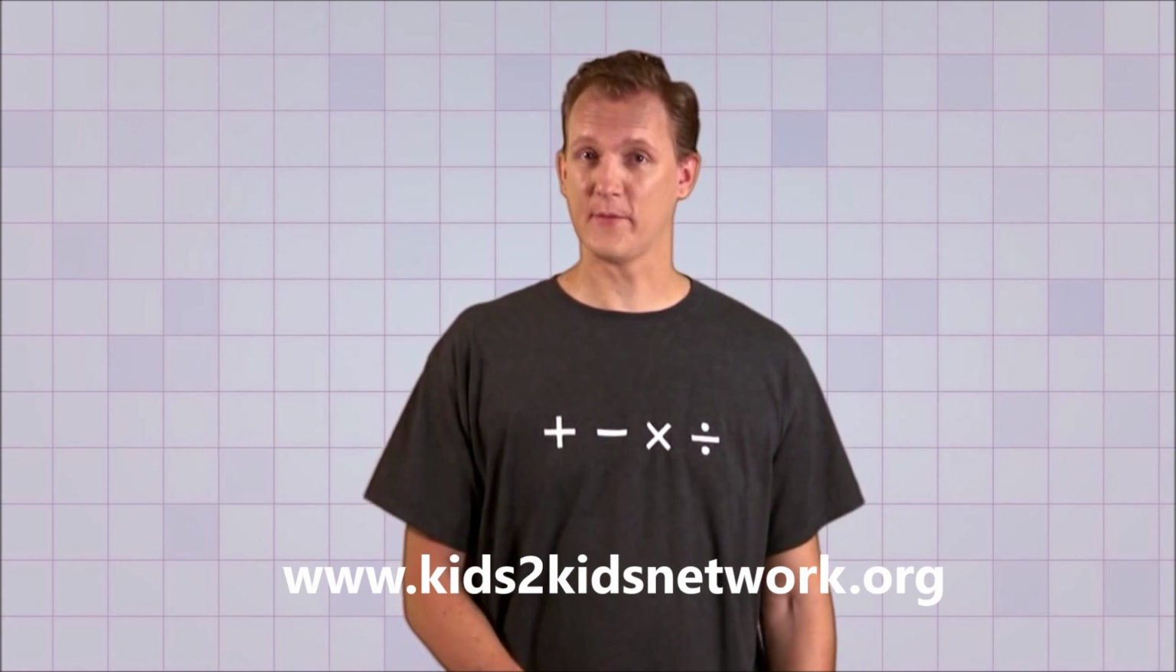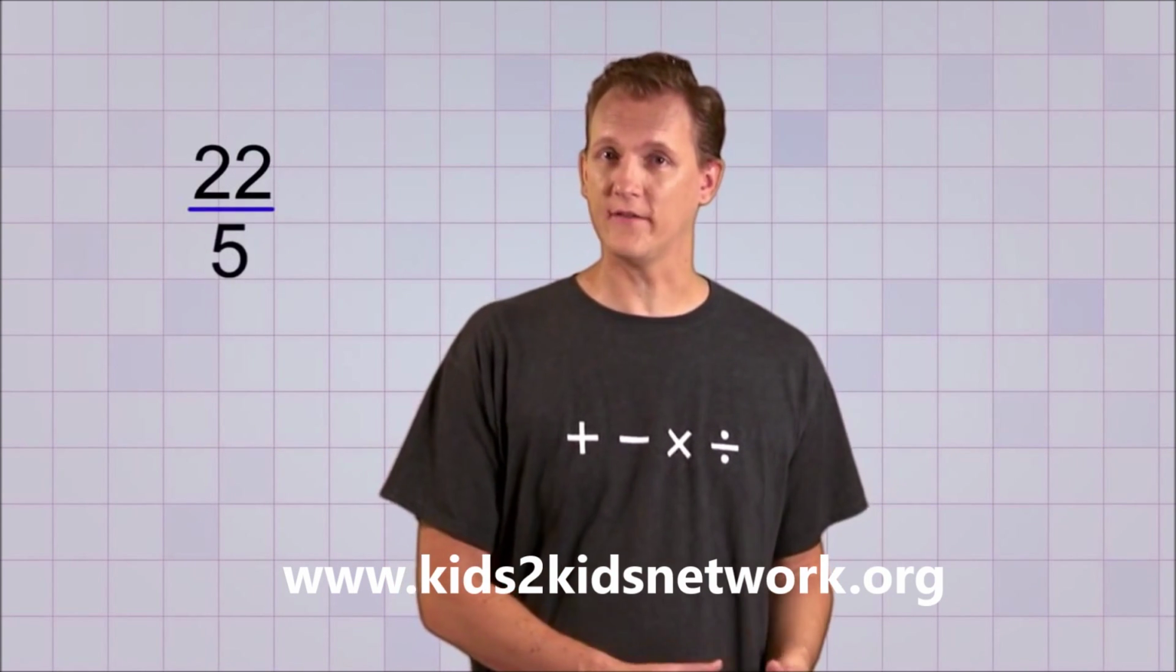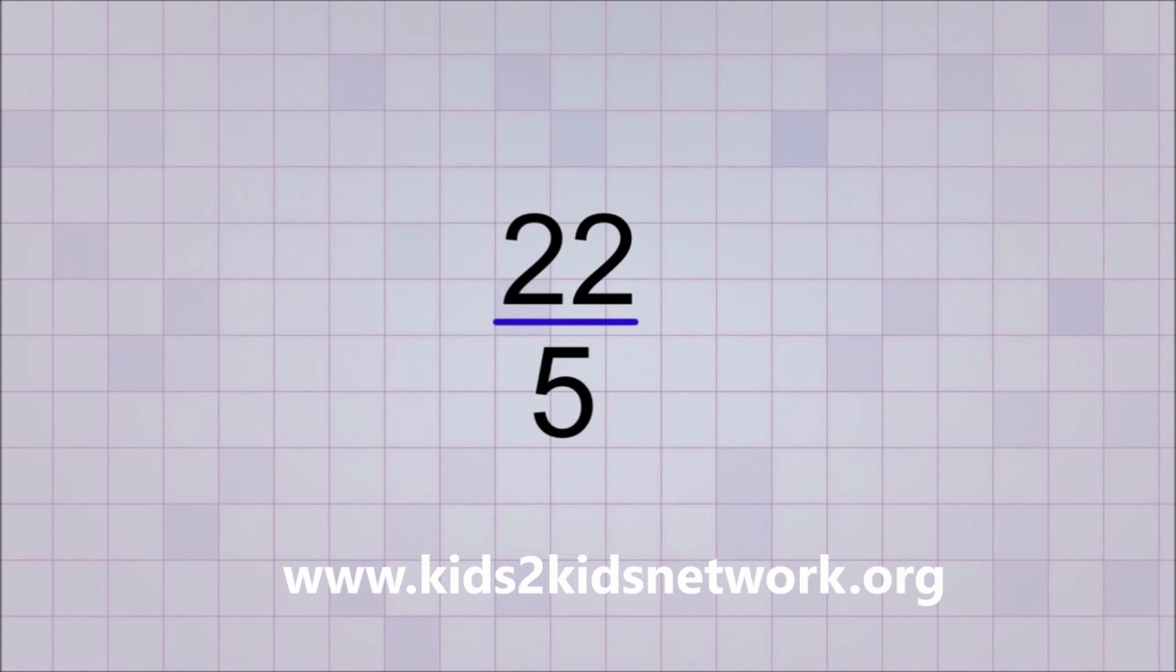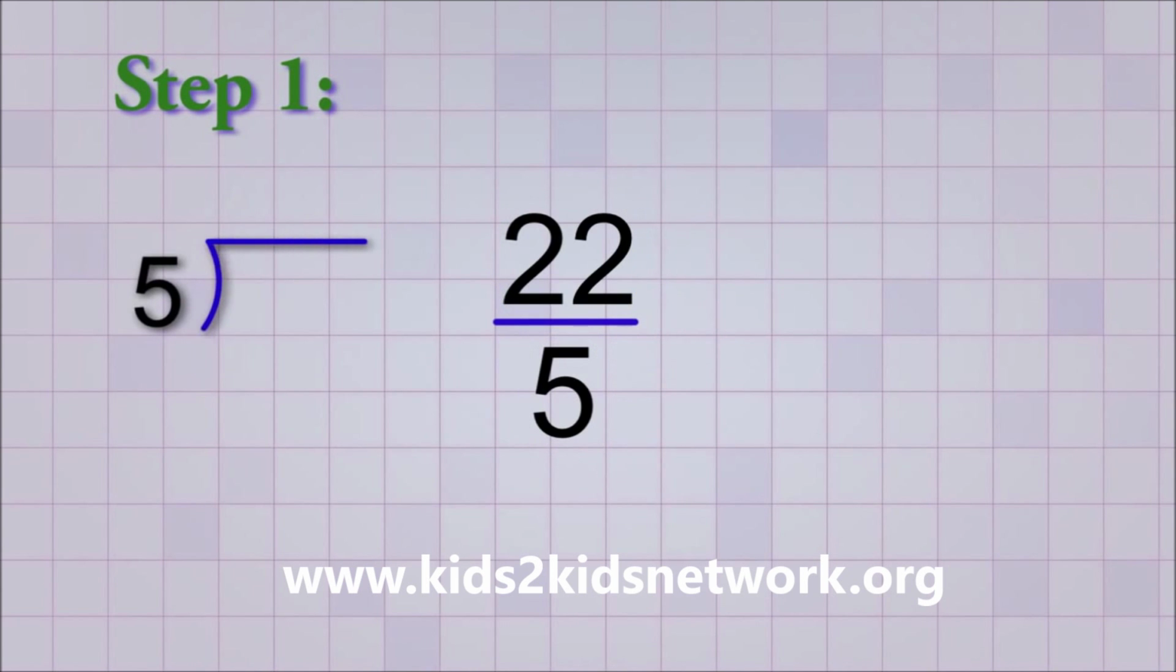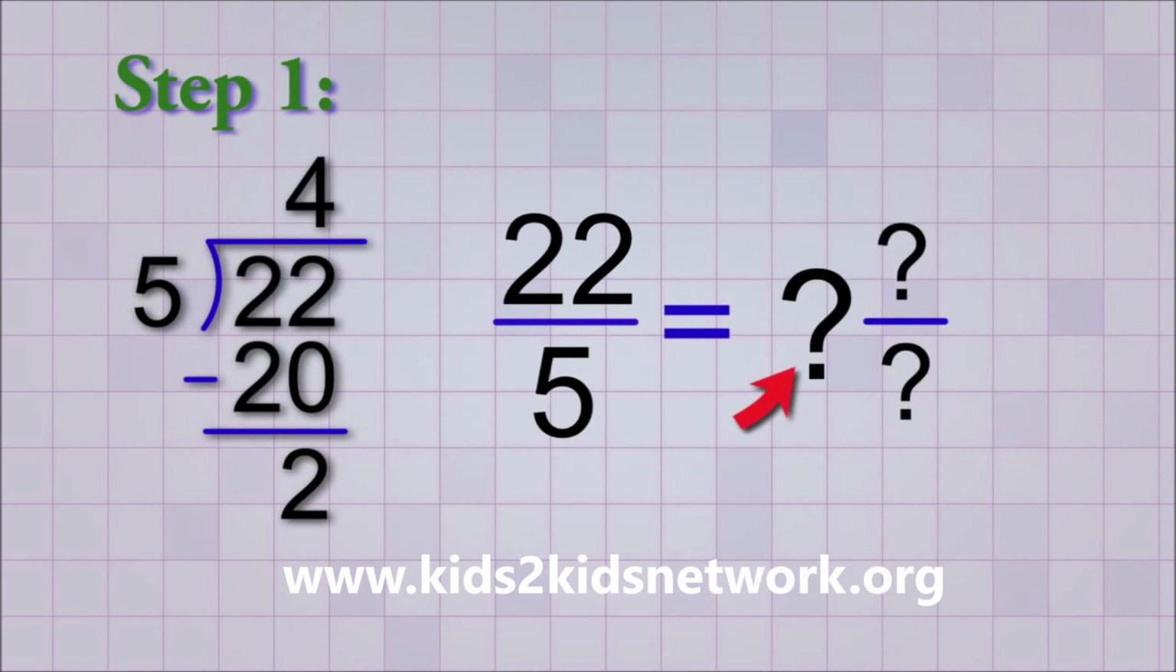Let's try one last example. Let's write 22 over 5 as a mixed number. Again, the first step is to see how many times the bottom number divides into the top number. In this case, 5 goes into 22 4 times with a remainder of 2. So we know that the whole number part of our answer will be 4.